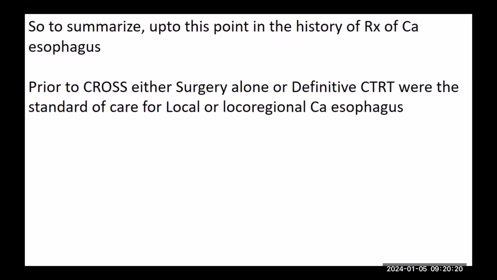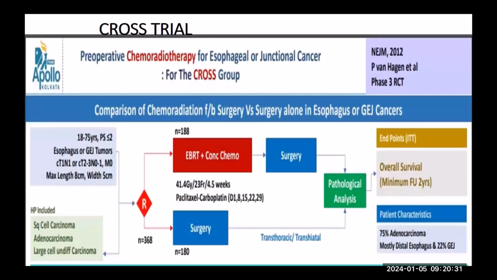So to summarize, up to this point in the treatment of CA esophagus, we had only two options, either surgery alone or definitive CTRT alone, before we studied the perioperative therapies. The first trial which changed the practice was the CROSS trial by van Hagen et al., which came in 2012. This trial included esophagus or GEJ tumors, both squamous and adenocarcinoma and also large cell undifferentiated. This trial is significant because it included both squamous and adenocarcinoma.